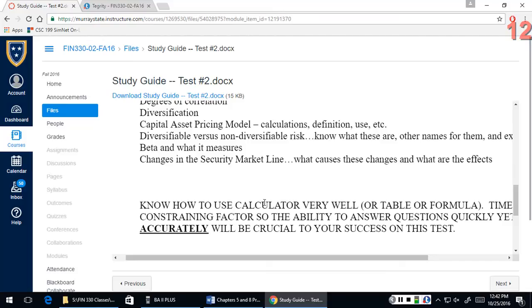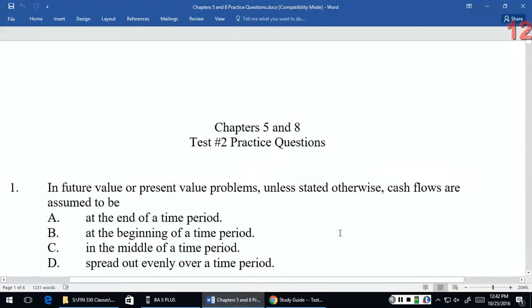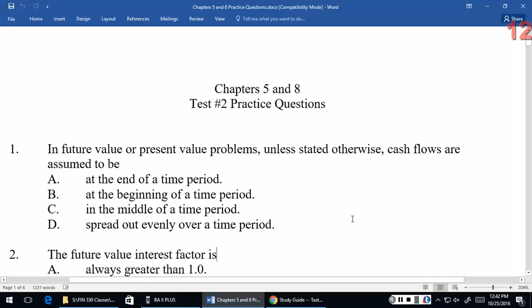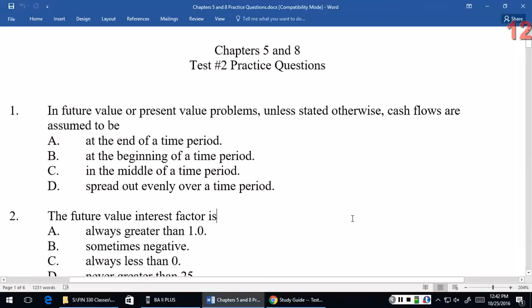All right, now let's work some problems. All right, so here we go, in as large as I can make it and still keep it on the screen. Just some basic questions. Now, let me say this. You've got 33 questions. The first 16 are from chapter 5. The last 17 are from chapter 8, I believe.